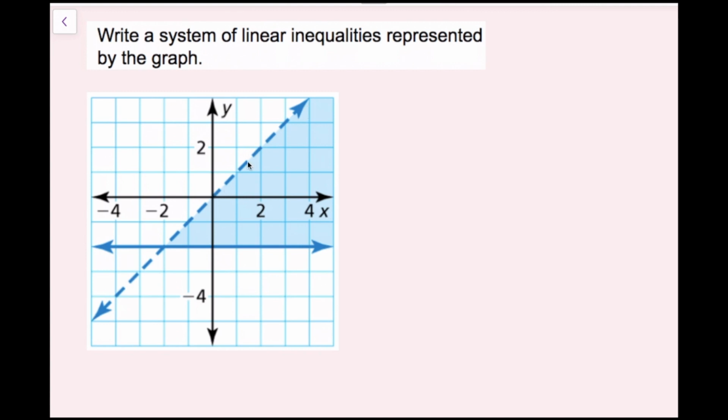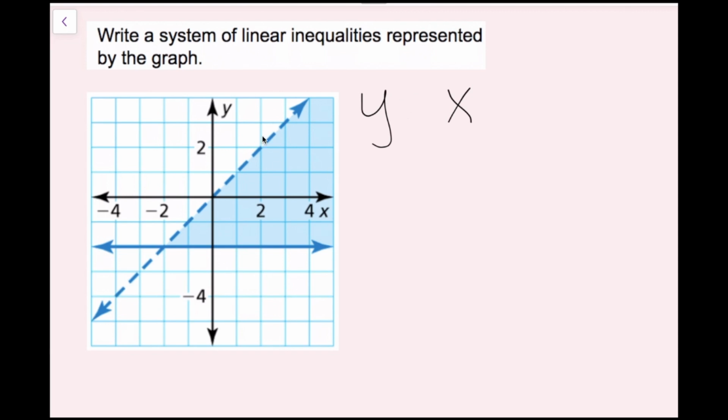If you can see, this line would cross at 0. Okay. And then my slope is just 1. I'm going up 1, right 1, up 1, right 1. So my slope's positive 1. So my equation would be y equals x. Right. This is just going to be y equals x, but I want an inequality, so I'm going to erase the equal sign here.